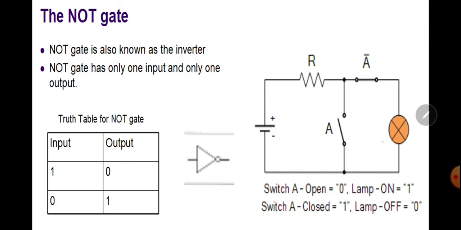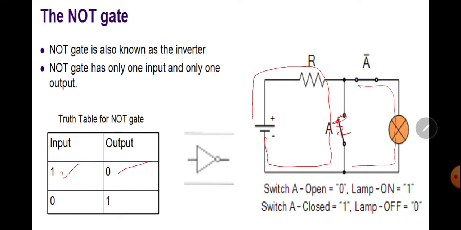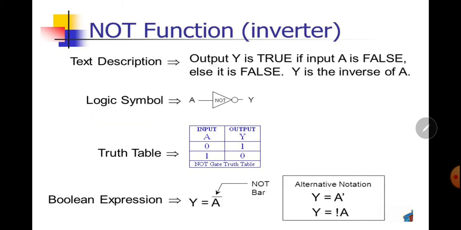Now you can see this is the circuit diagram for NAND gate, NOT gate. The current will go through this path if this is closed. This is one, the output will be zero. The current will not flow through this path. If you disconnect it, you cut it, then current will flow through this path. So output will be one. It doesn't mean that there is no current at the input.